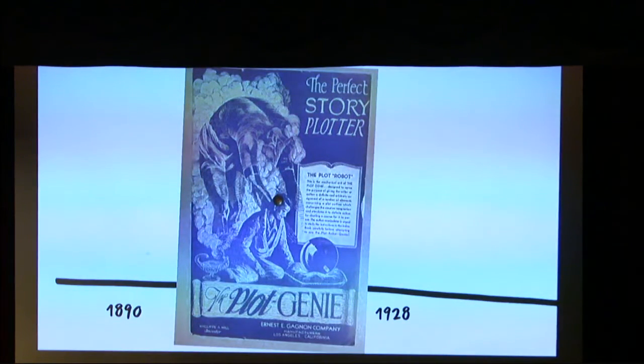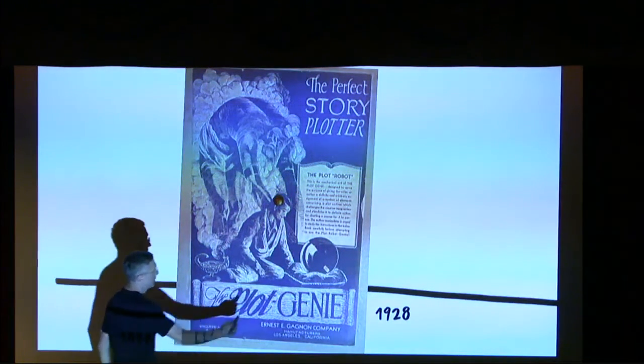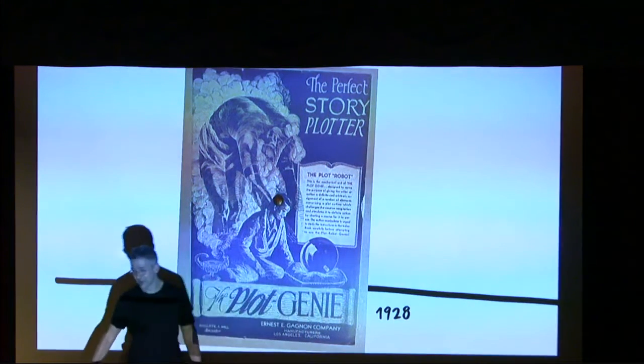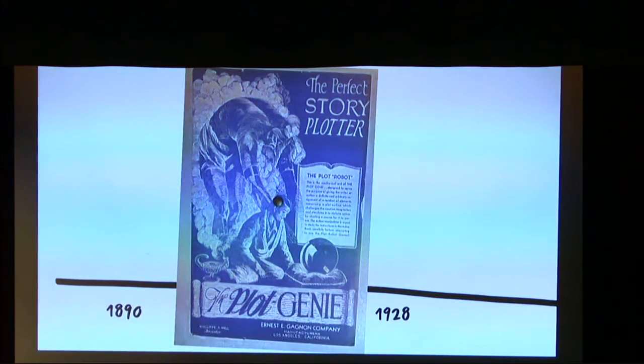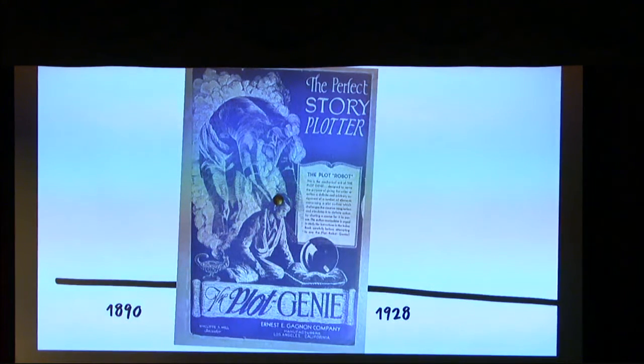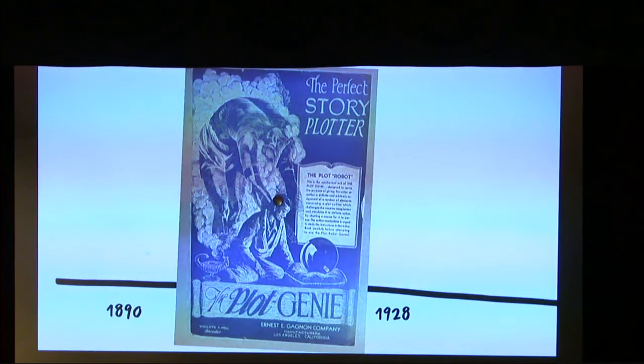Similarly, you have the Plot Genie. This is the Plot Robot. There's a circle right here. You can spin it. And I have a little surprise for you as well. I've managed to actually find one of these, also very rare, with the insert. So you can see there's a circle that you spin. It generates a number. And then it's another one of these combinatorial systems where by going through the book, you can generate a comedy, or a romance novel, or a murder mystery, and so on.